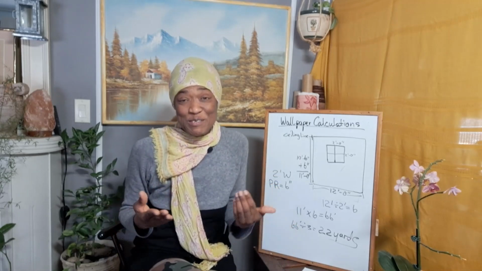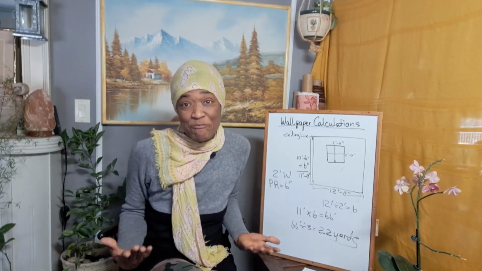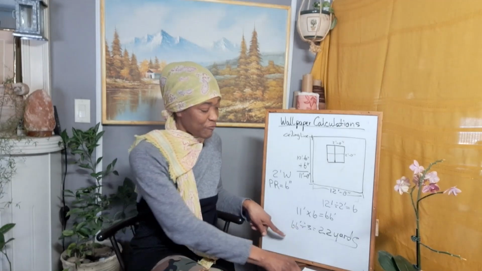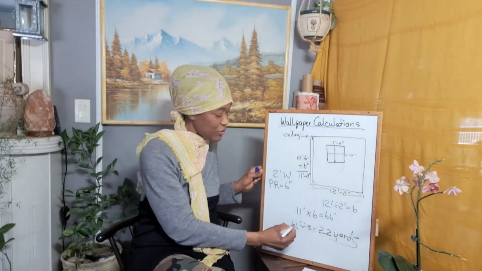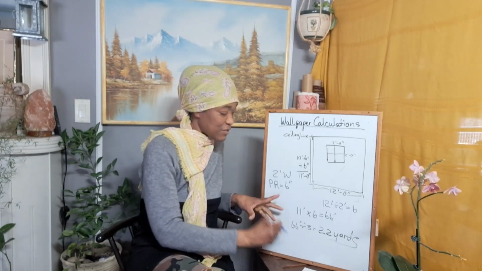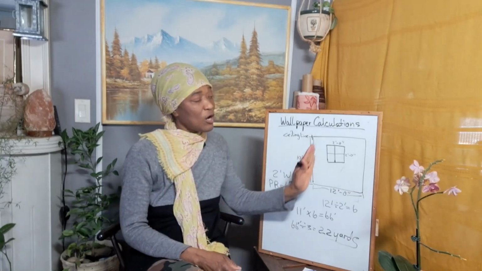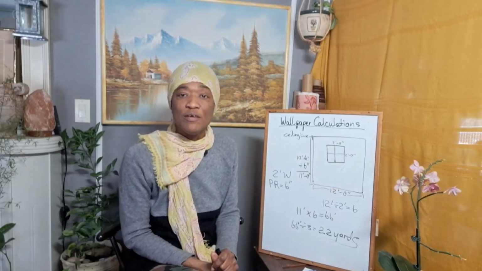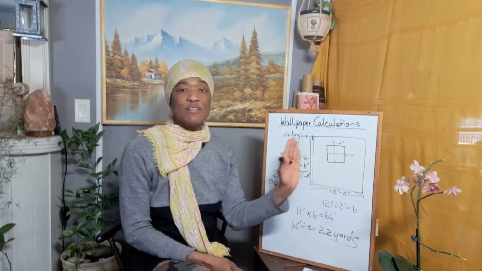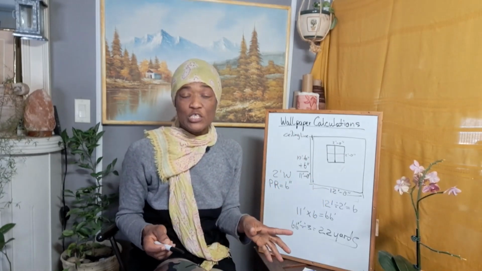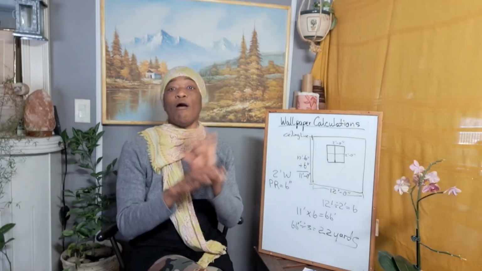Now suppose you are buying wallpaper in feet, then you don't have to divide by 3. We already have our feet here, so you would need 66 feet of wallpaper in order to cover the entire wall. Now you can use this format here and do your calculation for all the walls in your home.